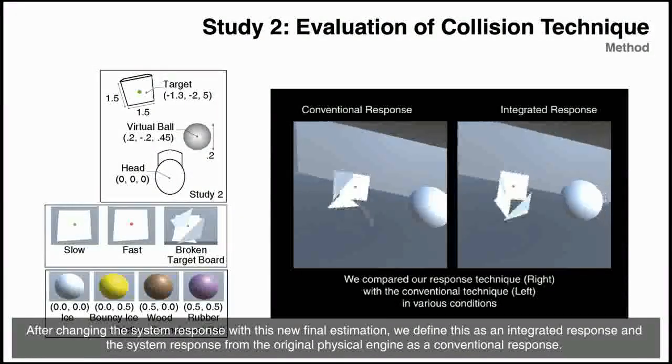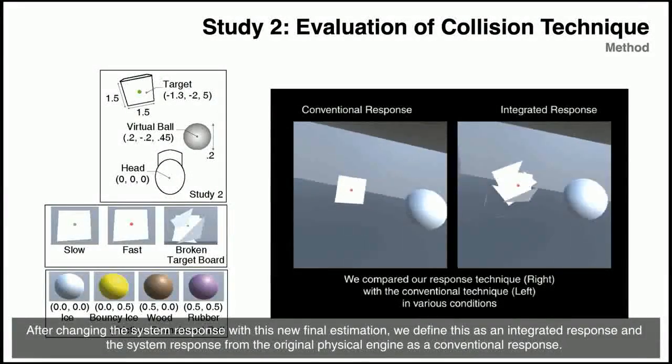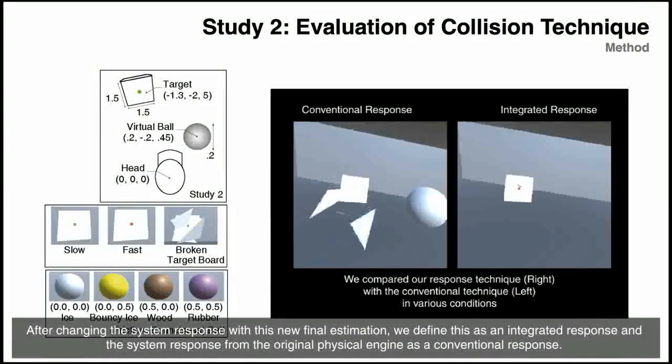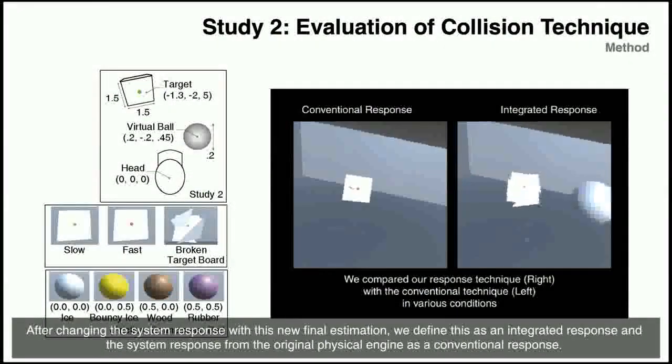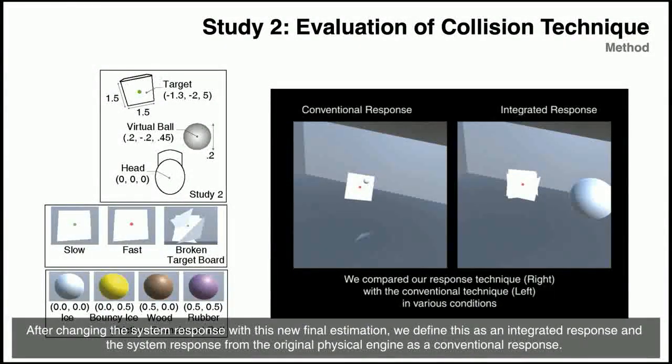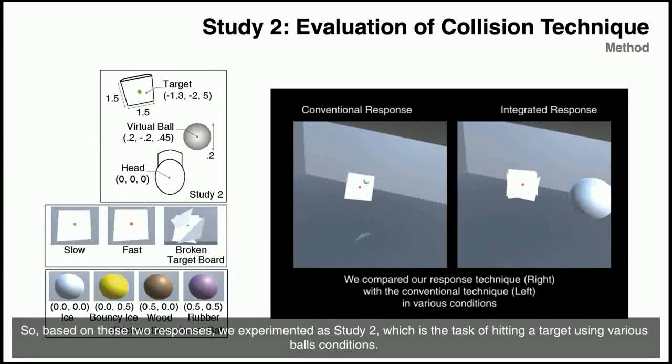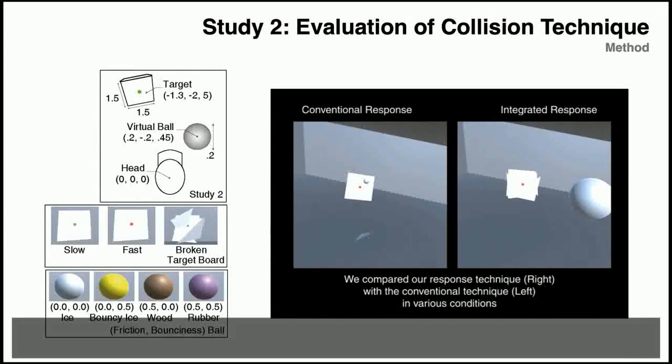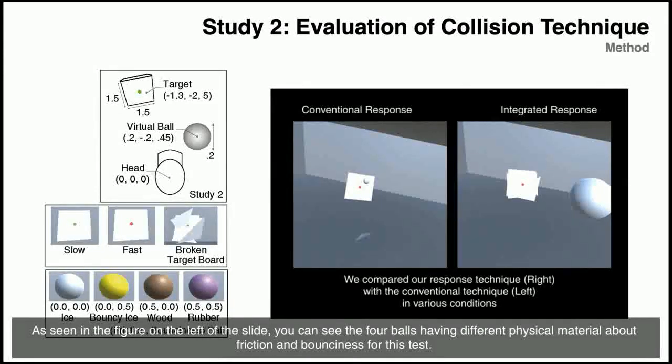After changing the system response with this new final estimation, we define this as an integrated response, and the system response from the original physics engine as a conventional response. Based on these 2 responses, we experimented in study 2, which is the task of hitting a target using various ball conditions. As seen in the figure on the left of the slide, you can see the 4 balls having different physical materials in terms of friction and bounciness for this test.